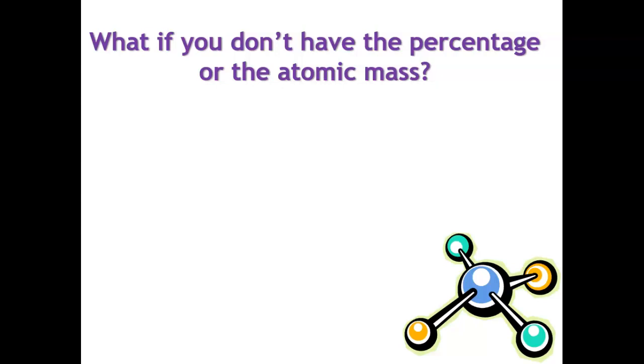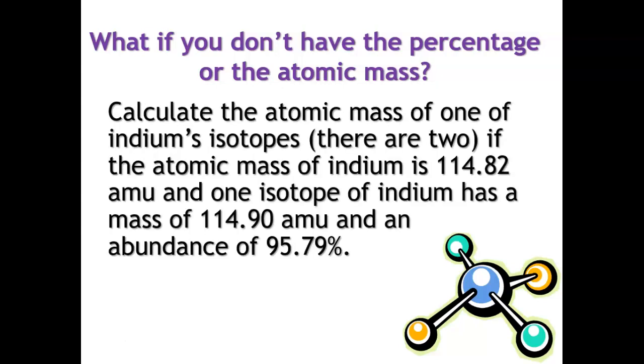Let's try another one. What if you don't have the percentage or the atomic mass of one of your isotopes? Again, we're going to circle what's given. I'm going to circle 114.82, and one isotope is going to have 114.90 at 95.79. I'm going to label this my AMU, or my atomic mass. This is my isotope number 1 and its percent. It says calculate the atomic mass of one of indium's isotopes, so we only have one, we need the other.